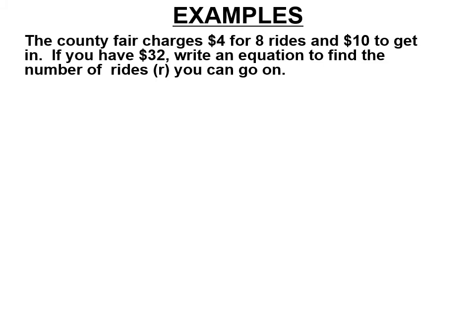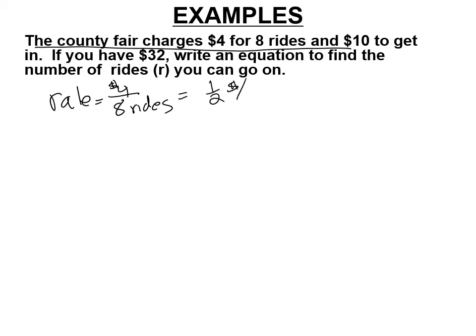Now, normally you don't have to put the units in, so let's just start doing some examples. The county fair is $4 for 8 rides. So what's our rate? It is $4 for 8 rides. So what's the rate here? It is $1/2 per ride. Now we don't usually say half a dollar, right? We say 50 cents per ride, but either way, that's our coefficient.